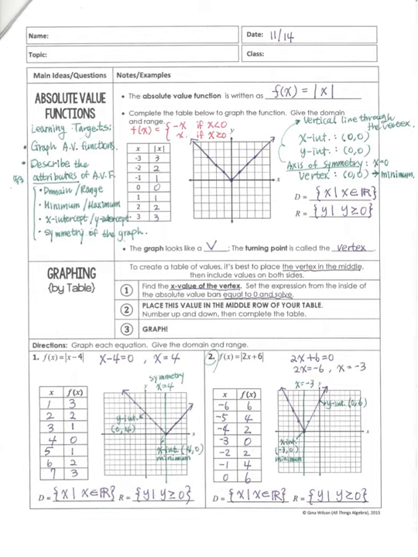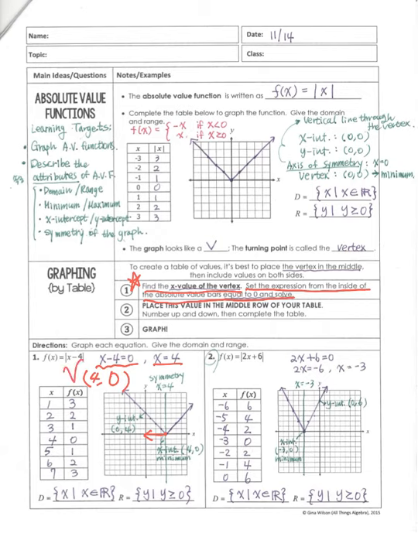To graph an absolute value function, start by identifying the vertex. So the first step, as you see on your handout, find the x value of the vertex. We set the expression from the inside of the absolute value bars equal to 0 and solve for x. So the first one, we set x minus 4 equals 0. You get x equals 4. What about the y value? The y value is 0, right? So (4, 0) is our vertex.